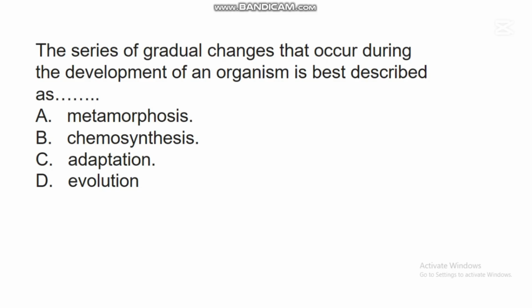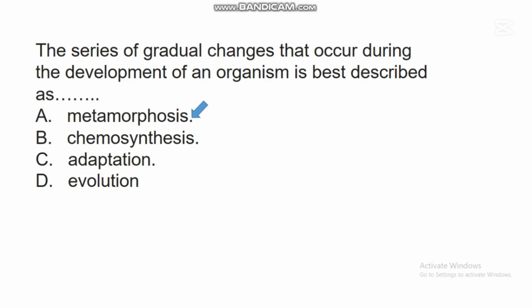The first question says, the series of gradual changes that occur during the development of an organism is best described as dash. A. Metamorphosis, B. Chemosynthesis, C. Adaptation, D. Evolution. In this question, the correct answer is A. Metamorphosis.